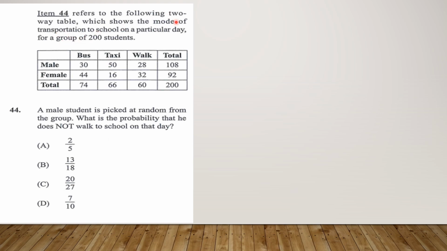Item 44 refers to the following two-way table which shows the mode of transportation to school on a particular day for a group of 200 students. A male student is picked at random from the group. So males in the table total 108. What's the probability that he does not walk to school on that day? So that means if he doesn't walk, 28 of them walk, they would either catch a taxi or a bus. So it is the probability that a male does not walk.